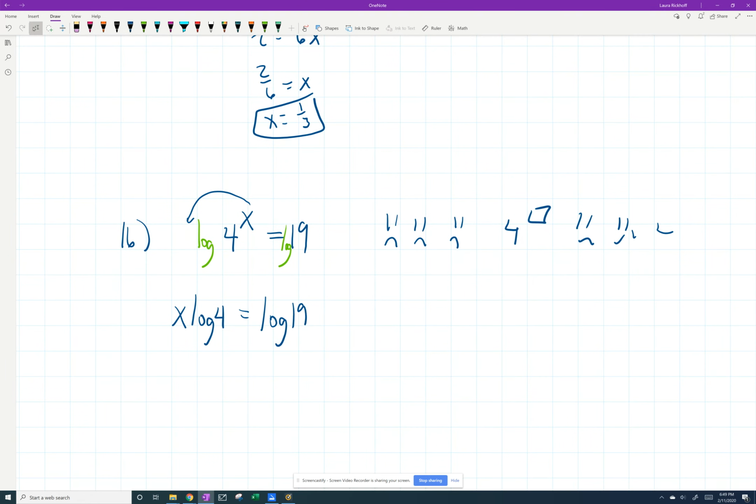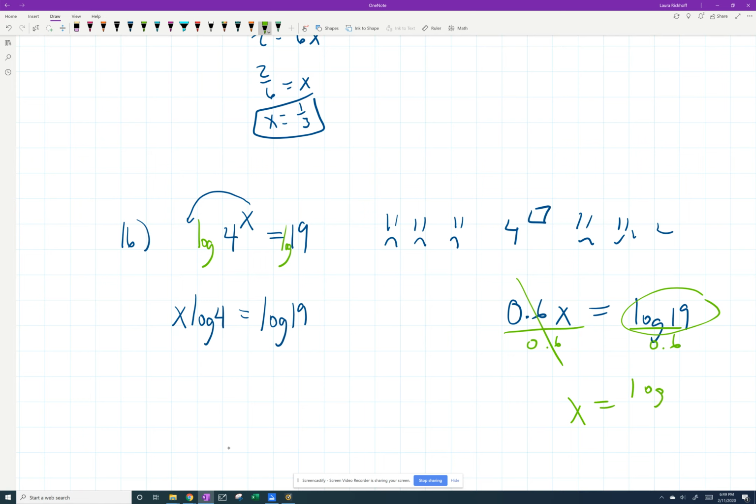And the log of 4 is just a number. You could pop that in on your calculator and it would give you like 0.6. So if you had x times log 4, you basically have 0.6 times x. And if you were solving this, you would divide both sides by 0.6 in a heartbeat, right? And you would get x is whatever the log of 19 divided by 0.6 is.